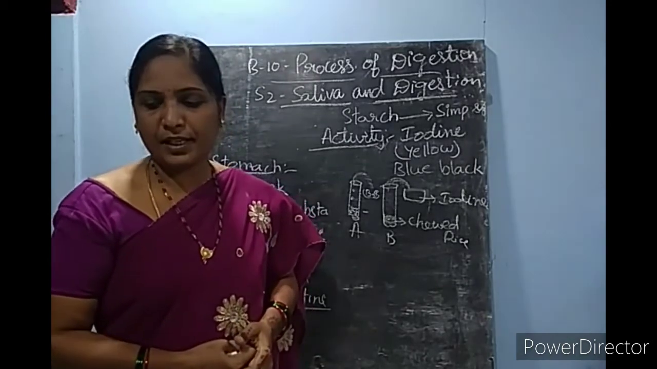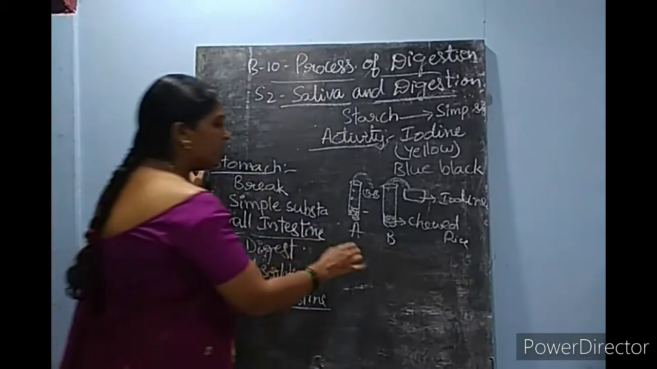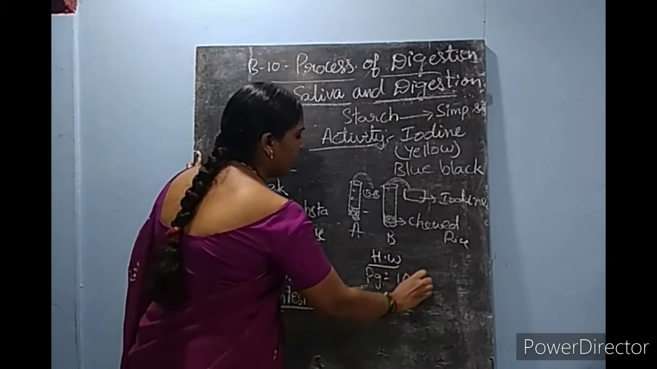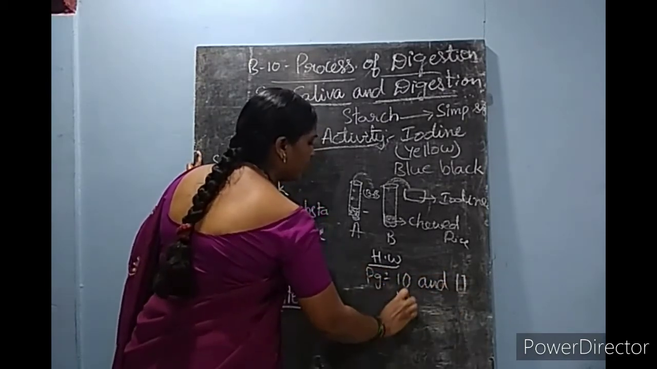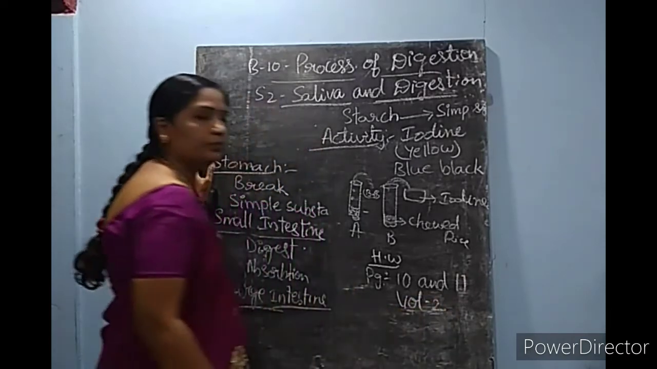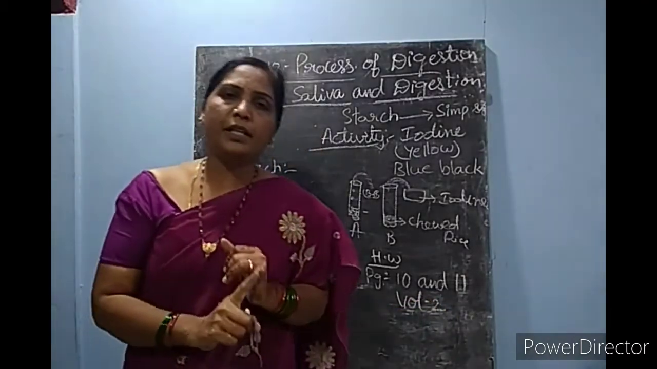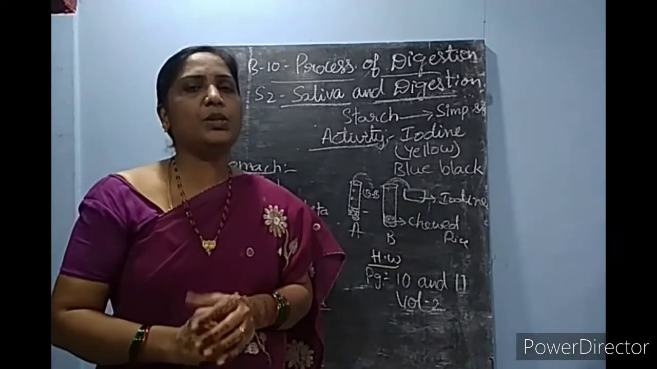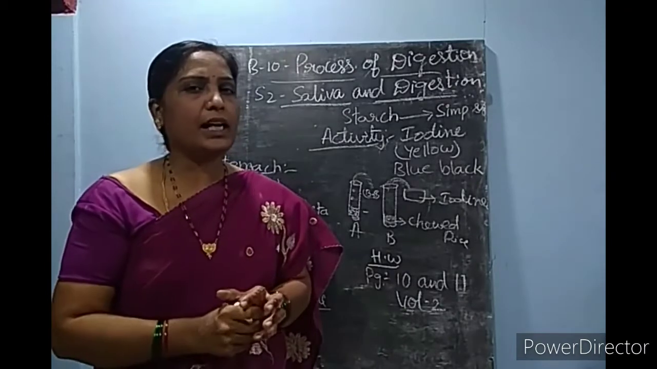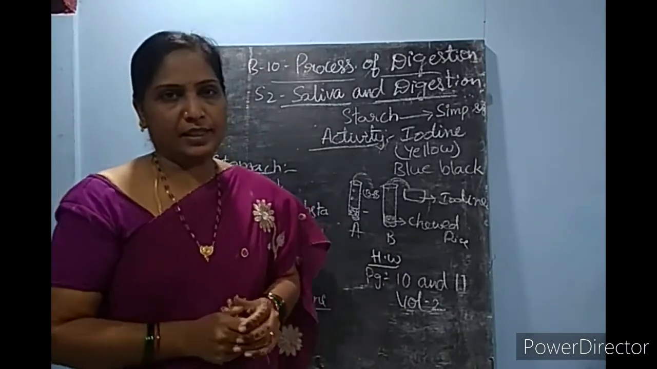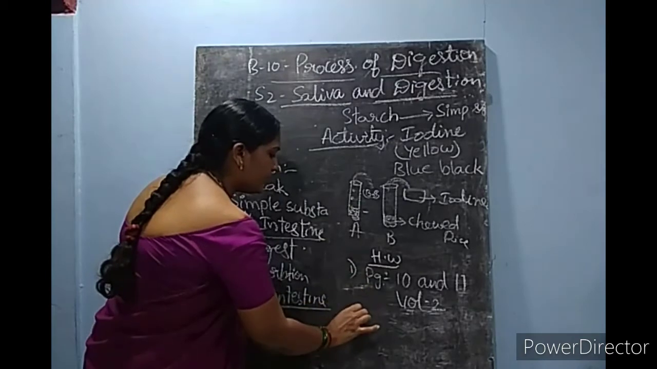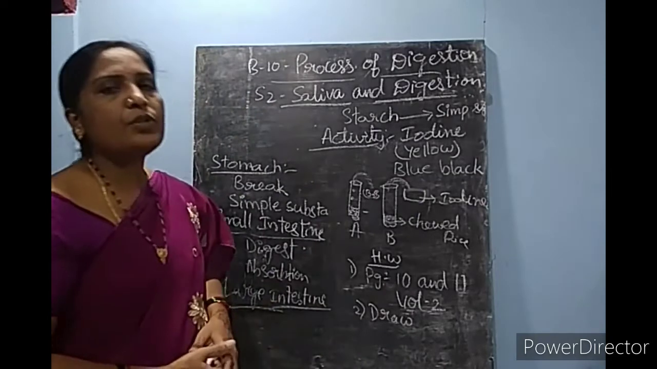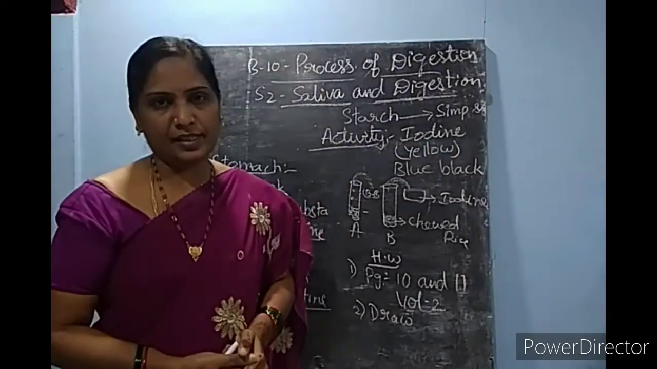Your home assignment, children: complete pages 10 and 11 in Volume 2, and also draw the diagram of the digestive system neatly in your classwork and label the parts.